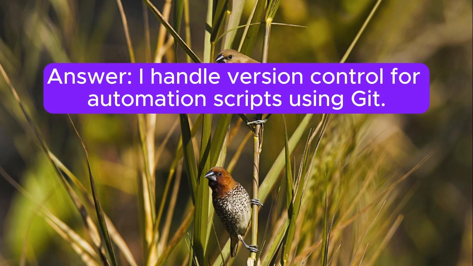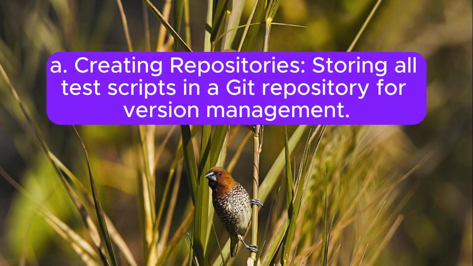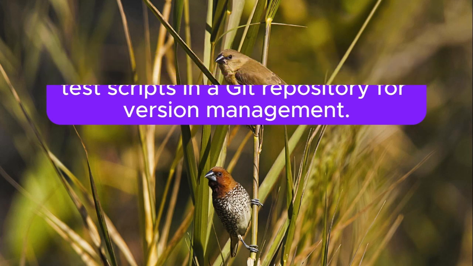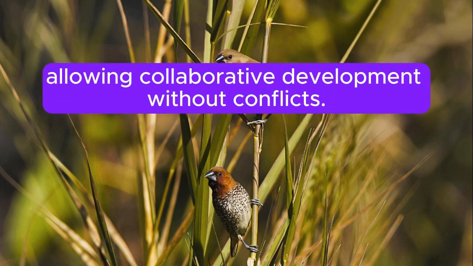Answer: I handle version control for automation scripts using Git. This involves: A. Creating repositories, storing all test scripts in a Git repository for version management. B. Branching strategy, implementing a branching strategy to isolate changes and features, allowing collaborative development without conflicts.